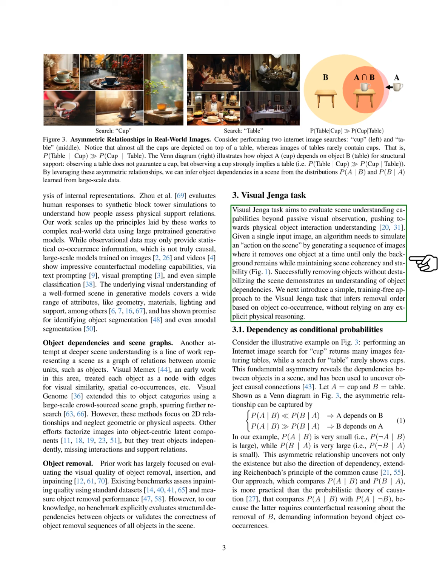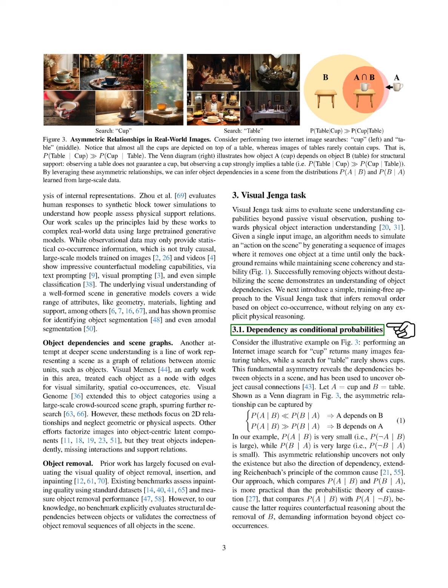We propose a straightforward, training-free method for the Visual Jenga task that determines the order of removal based on object co-occurrence, without needing explicit physical reasoning. We illustrate dependency as conditional probabilities. For example, searching for cup online yields many images of tables, while searching for table rarely shows cups. This asymmetry highlights the dependencies between objects in a scene.